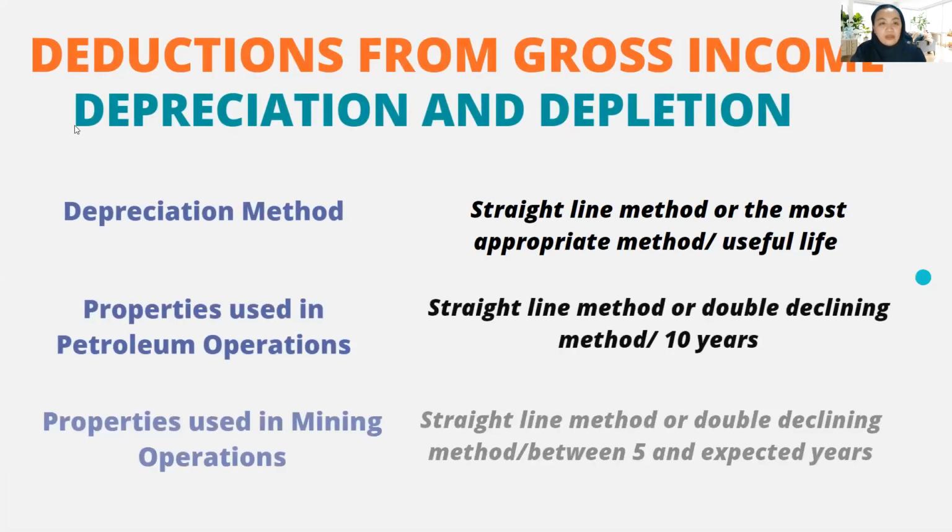Now, moving on, we go to depreciation and depletion. So this is the deduction for the use, wear and tear of the assets.